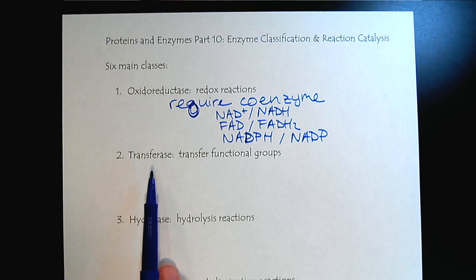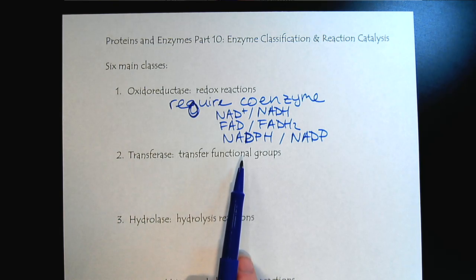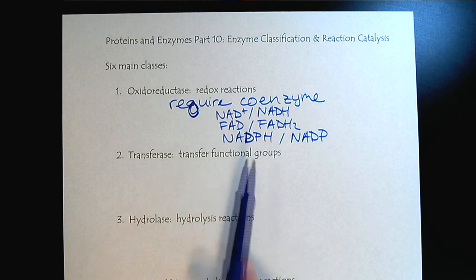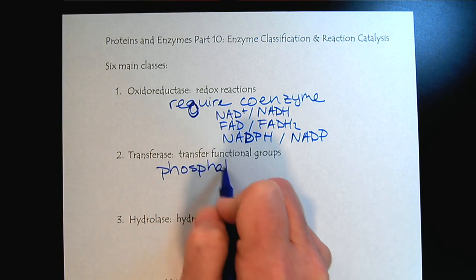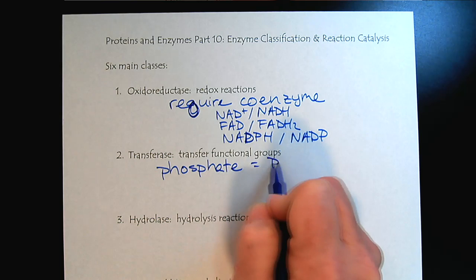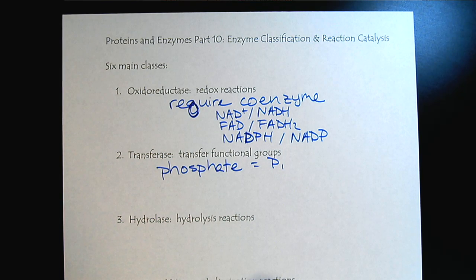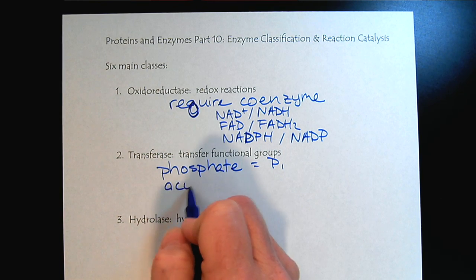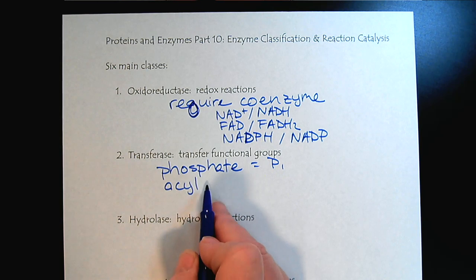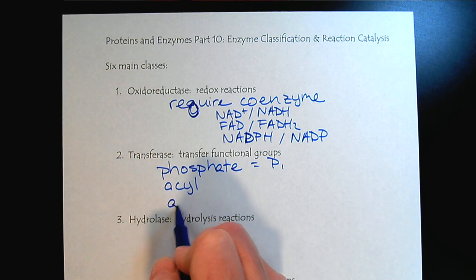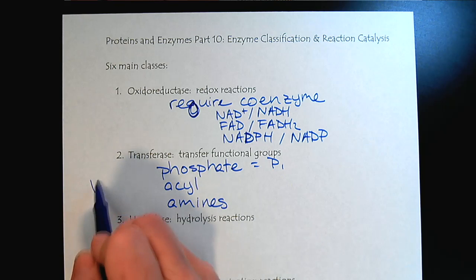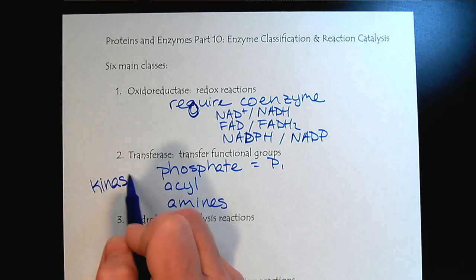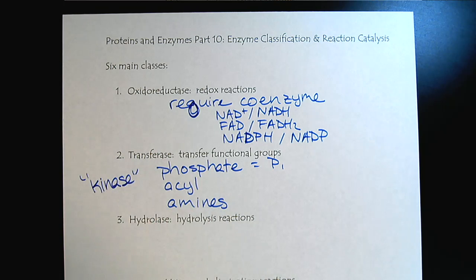We will also see transferase, right? Transferring functional groups. So very frequently we will see the phosphate group transferred, often symbolized with a P1 or a PI. Acyl groups are also very frequently transferred, or amines. Often you will see kinase in the enzyme name.